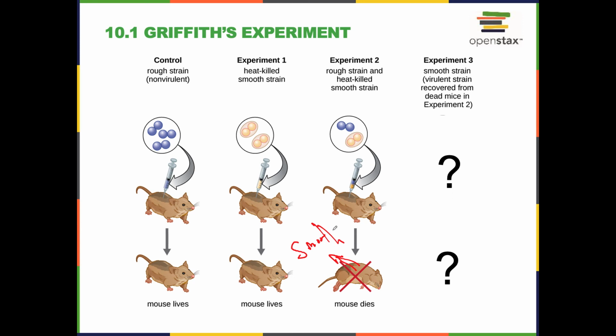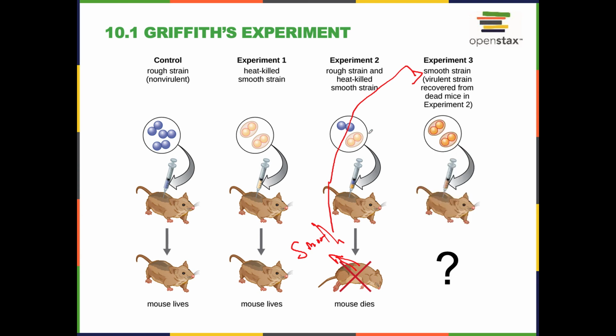And then, just to prove and complete the circle, they can take this smooth strain, stick it into a mouse. So this is the smooth strain that was now recovered from the dead mice. And then this mouse died. So they deduced that there's this transforming factor that went from the dead smooth strain to the live rough strain, and then it was able to transform it from the non-virulent strain to the virulent strain.